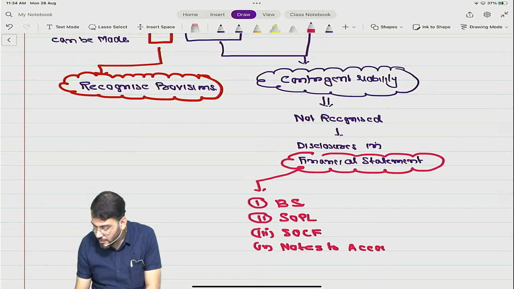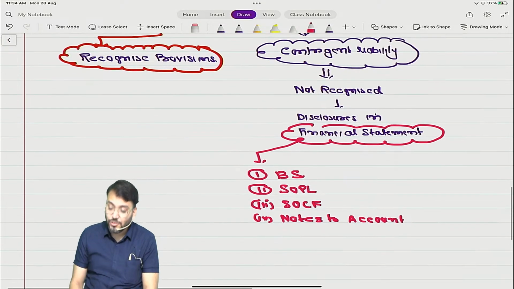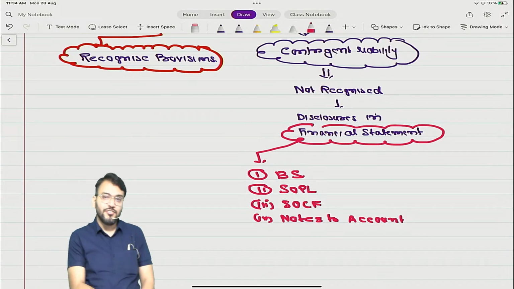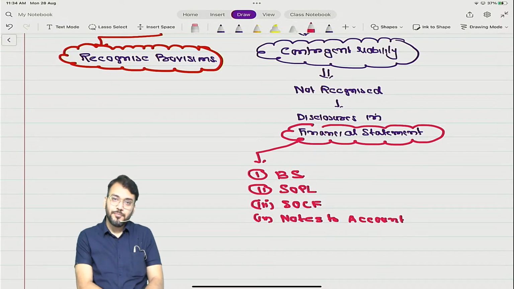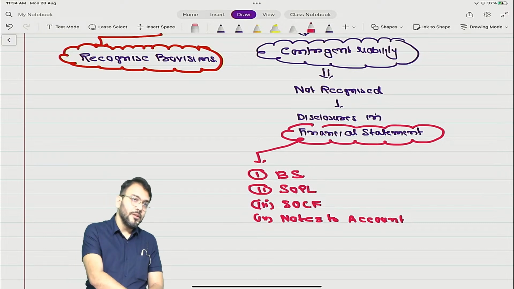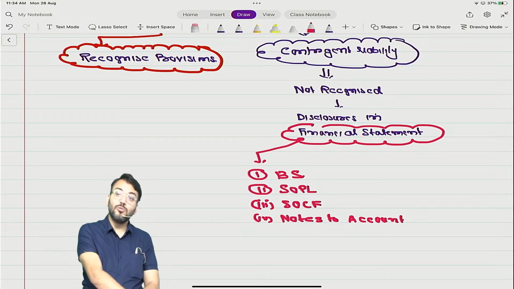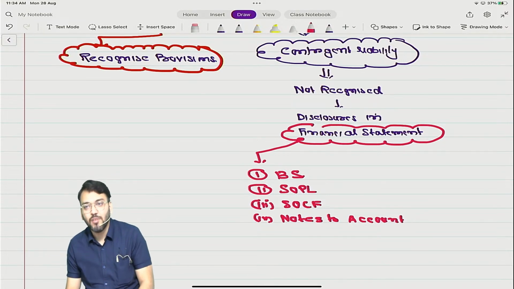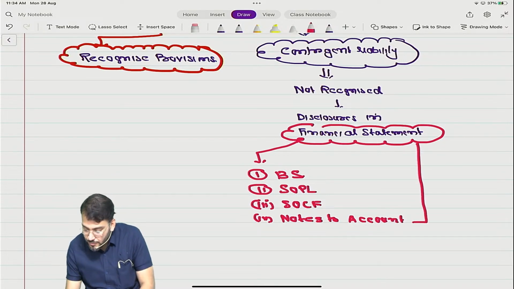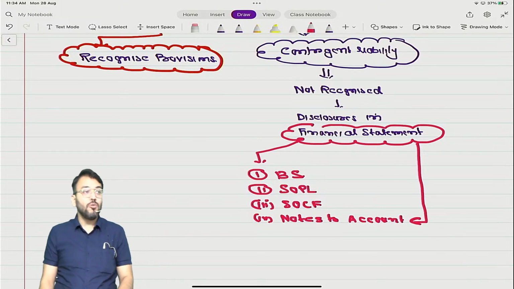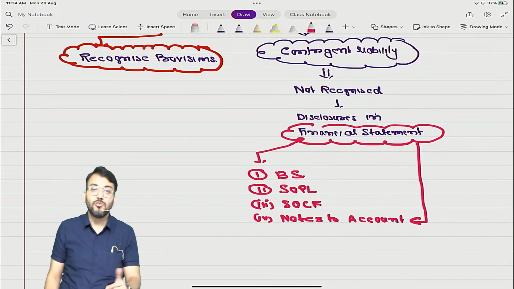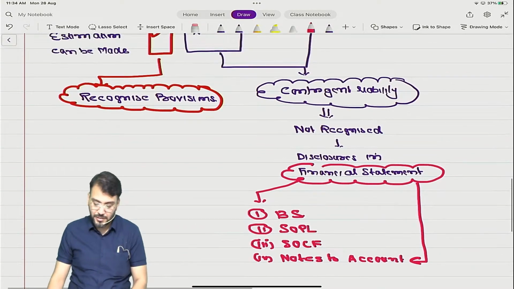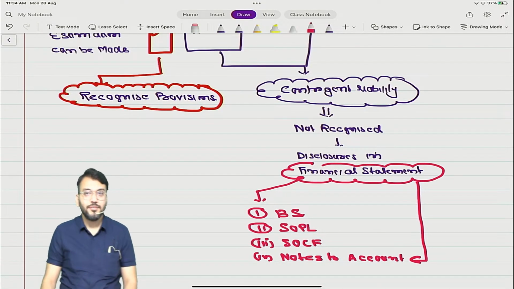I hope you are understanding. So when we say disclosure in financial statement, where will you disclose? Whether in balance sheet, SOPL, statement of cash flow, or in notes. All disclosure is given at one place, and that place is what? Notes to account. Understood? So when I say disclose in financial statement, it means disclose in notes to account. Have you understood this point?